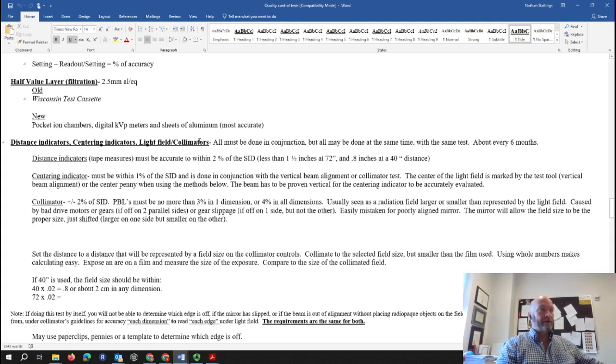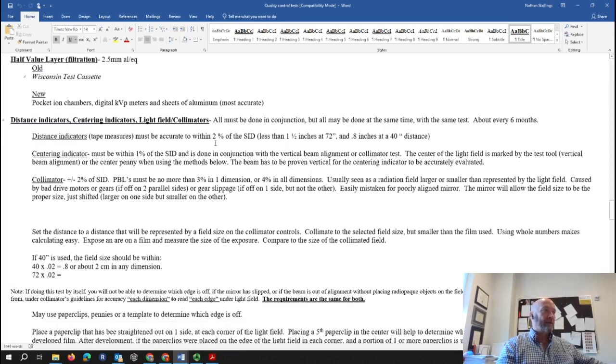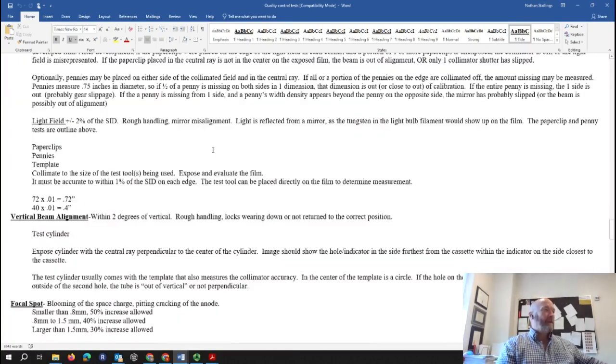Light field and collimators, all these are done all at the same time, but the light field may shift because the mirror may be knocked off of that 45-degree angle. If it's at a 45-degree angle, because of rough handling sometimes it slips a little bit, and our light field will be in a different place compared to our radiation field, giving our collimators an appearance of being inaccurate. We'll talk about all that.